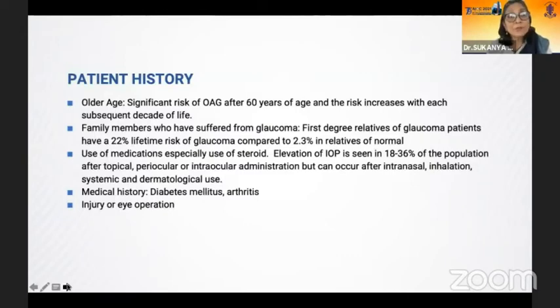In the past, there was some confusion whether diabetics are at a greater risk or not, but recent meta-analyses have shown that diabetes mellitus is a significant risk factor. If a patient has arthritis, he might have used steroids, or he might have uveitis, which can be associated with secondary glaucoma. And always we must ask whether the patient has had an eye injury or an eye operation in the past, because these patients are at a greater risk of developing secondary glaucomas.